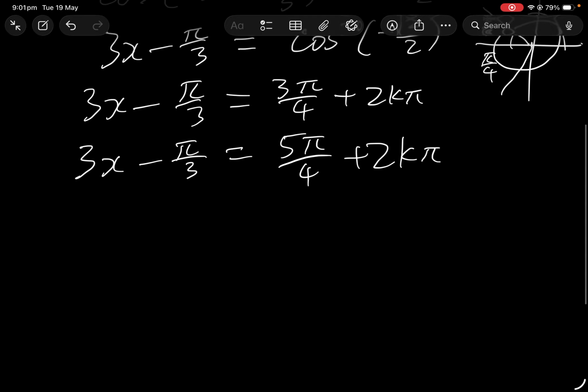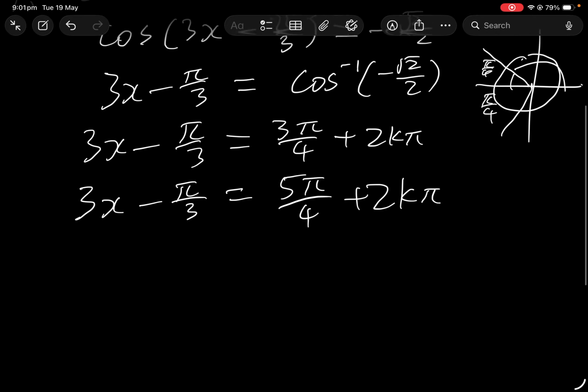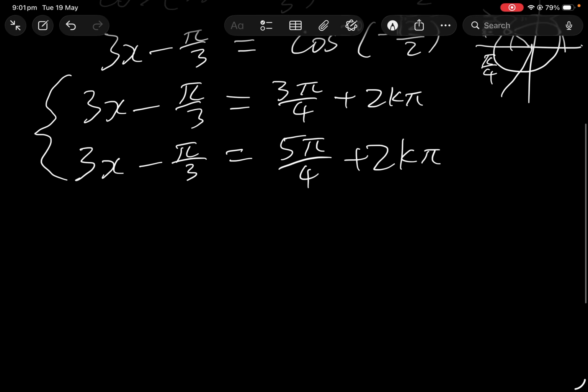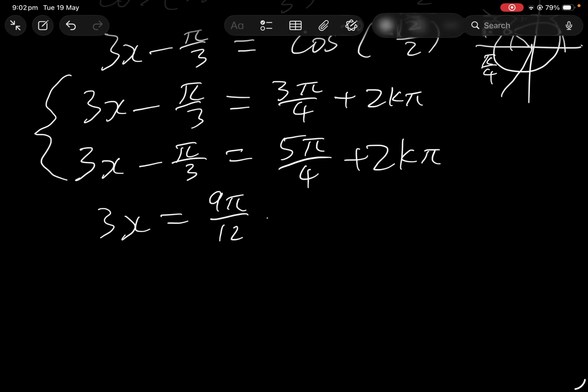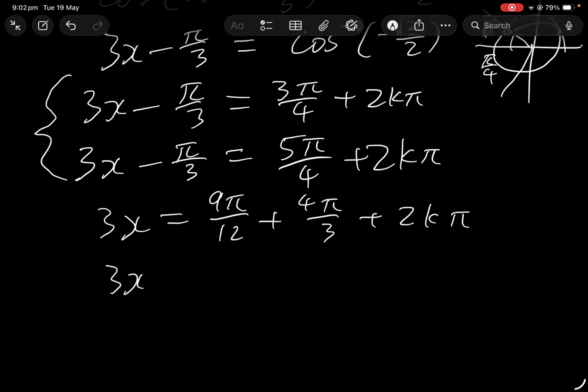Now we will have to rearrange it. These two are the general equations we will have. Let's move the π/3 over first. We want them to add, so we have to make them the same denominator. We're making it 12. So 3x equals 9π/12 plus 4π/12 plus 2kπ, and 15π/12 plus 4π/12 plus 2kπ.